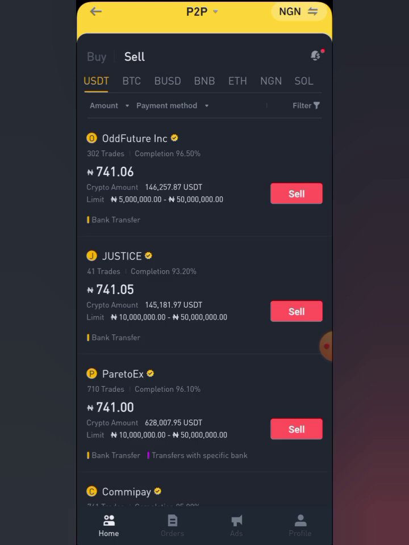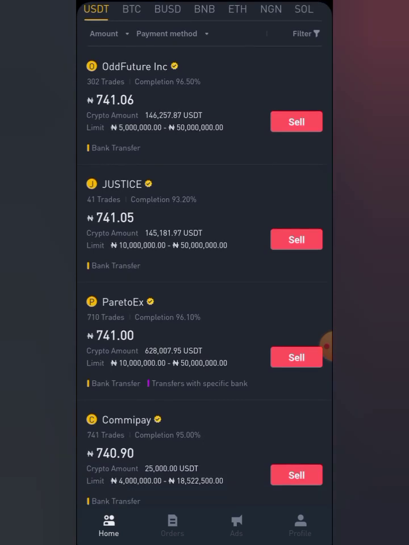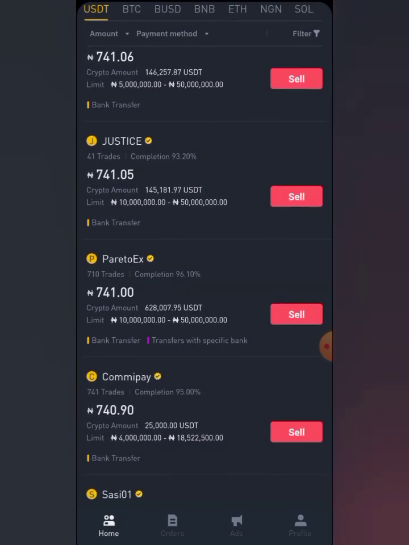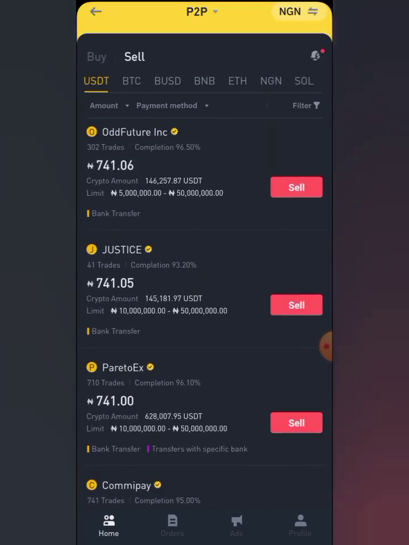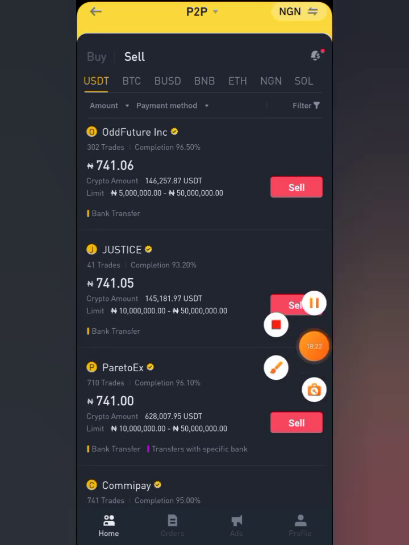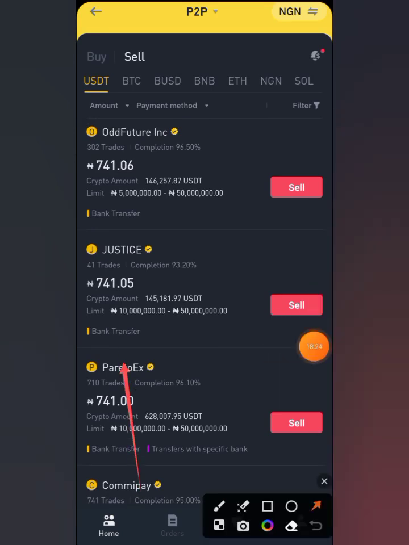Now you see that, okay, this first merchant is actually buying at the rate of 741. This second merchant is also buying at the rate of 741.05. Then this third person is actually buying at the rate of 741.00. Now you can set up your own to buy at the rate of 741.04. So once you set up your own to be 04, that means your own ad will appear below this man here.